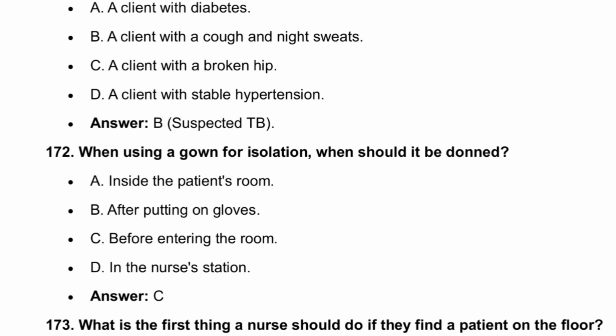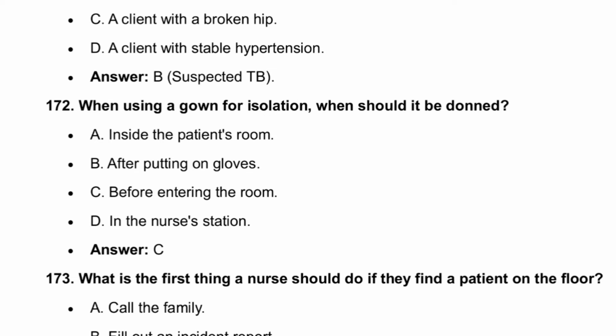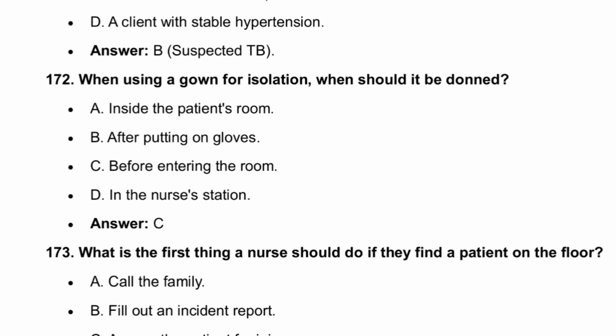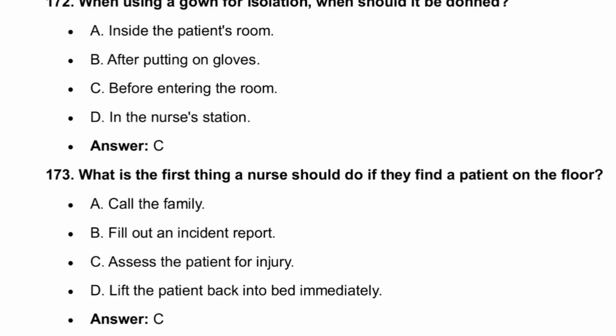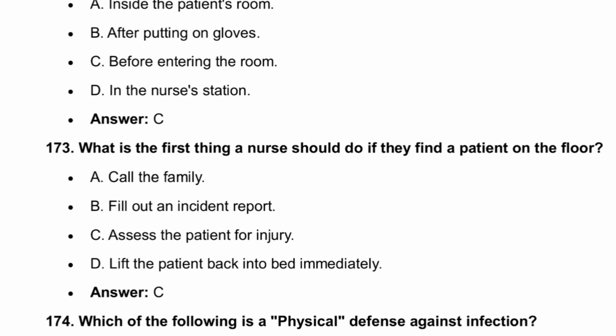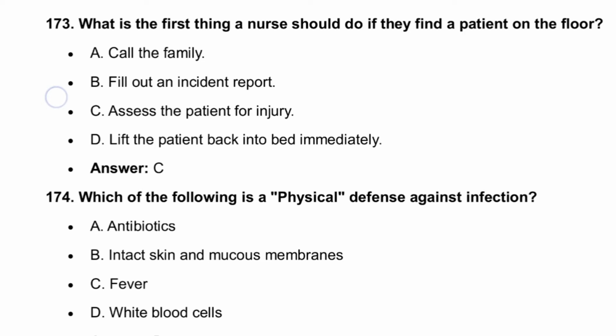Next, এটা কি? এটা টিবি সাসপেক্ট করে. When using a gown for isolation, when should you not? ডোন্ট নিড। কি হবে সি, before entering the room. What is the first thing a nurse should do if they find a patient on the floor? Answer is C, assess the patient for injury.